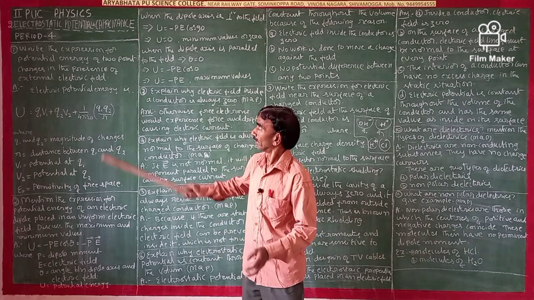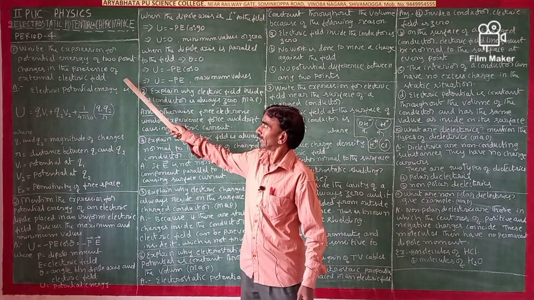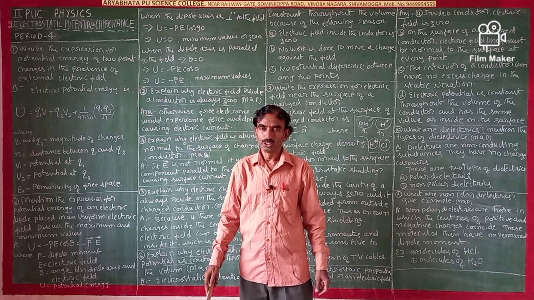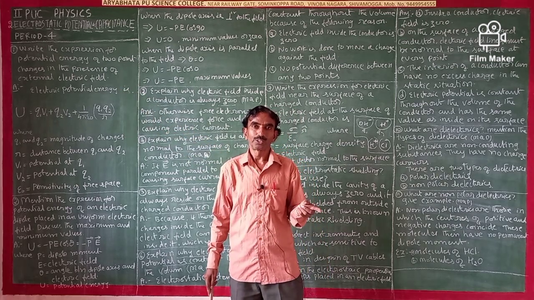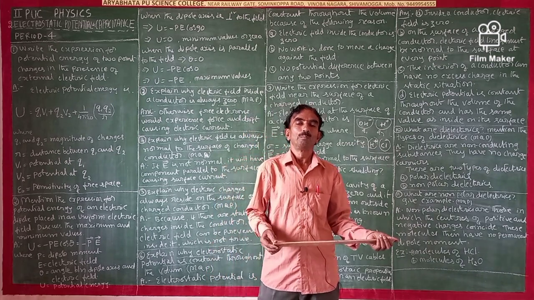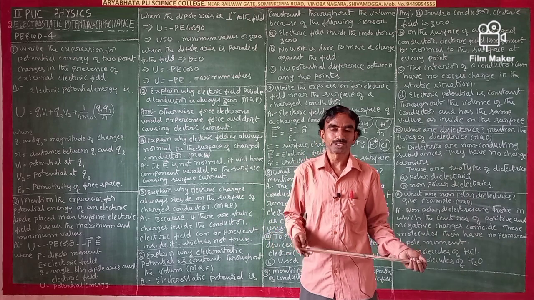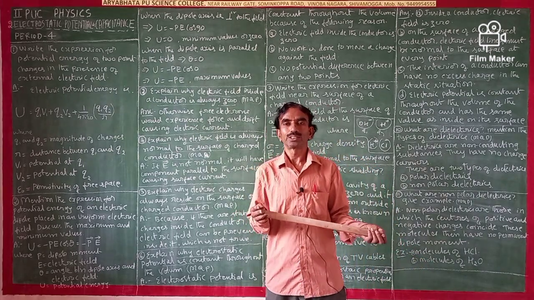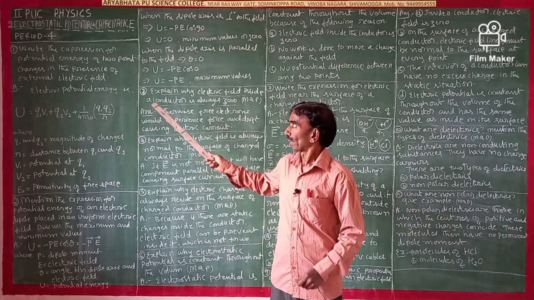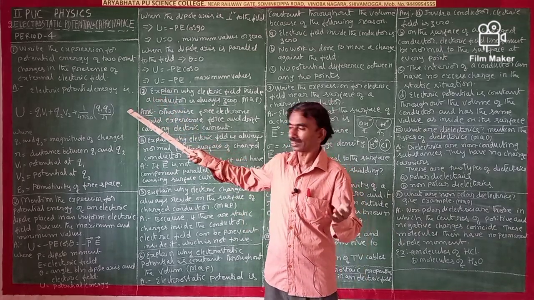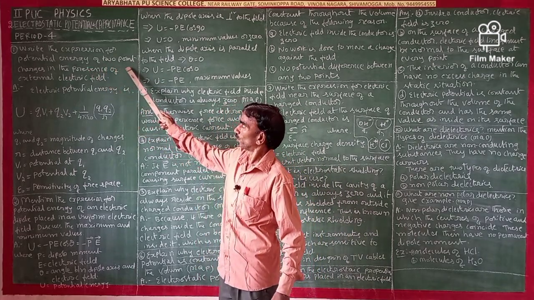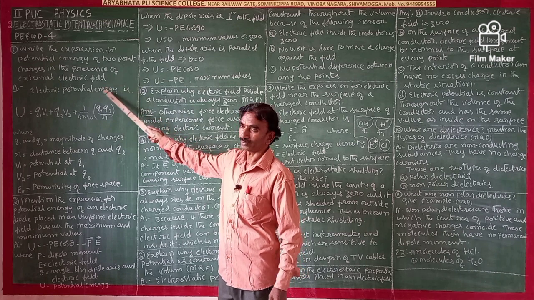Now, we are moving on to the expression for the potential energy of two point charges in the presence of an electric field. In the previous classes, we have studied the equipotential surfaces of point charges, dipole charges, and one positive and one negative charge, and two same charges. Next, we are going to study the expression for the potential energy of two point charges in the presence of an electric field.